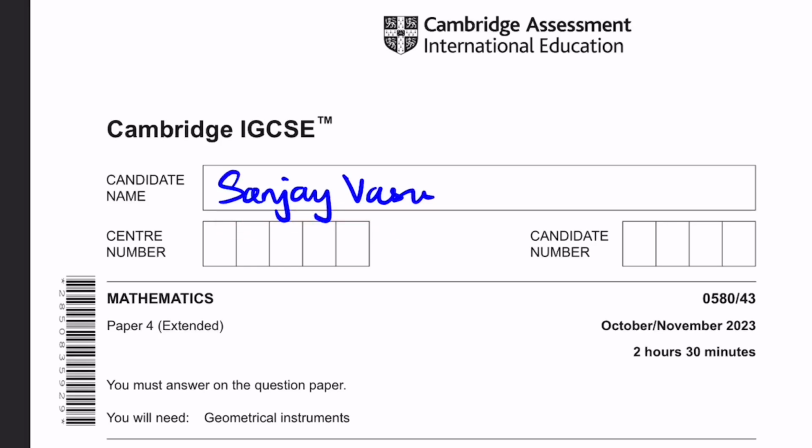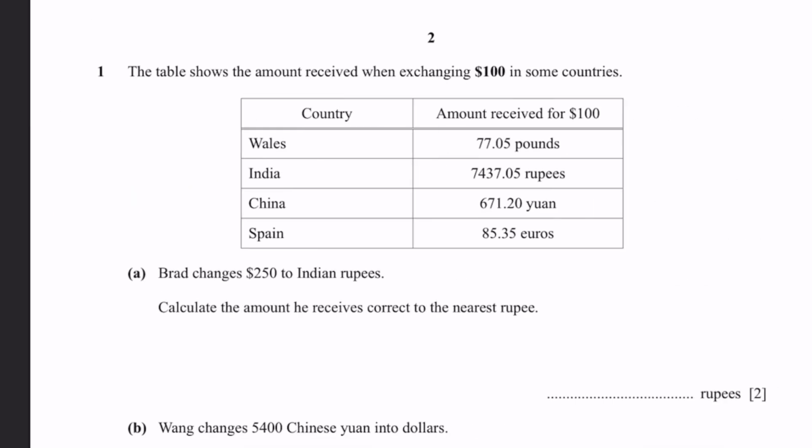This time I'll be doing it on the Cambridge IGCSE for Mathematics Paper 4, the extended paper, for October/November 2023. By the way, this is the 4-3 variant. Let's start. Question 1. The table shows the amount received when exchanging $100 in some countries.